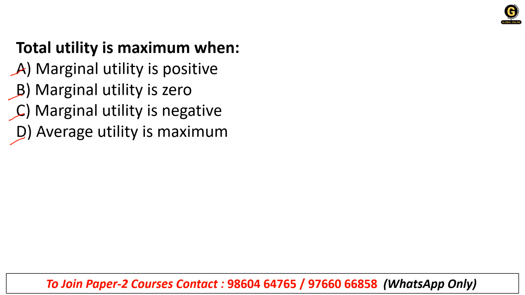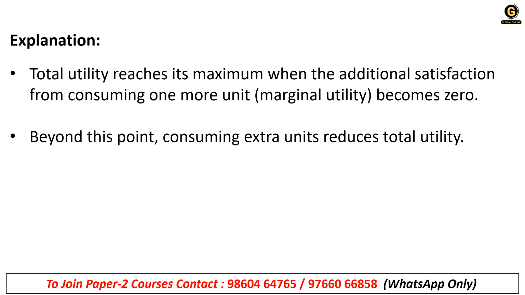So total utility is maximum when marginal utility is 0. So what does it mean? Total utility reaches maximum when the additional satisfaction from consuming one more unit, the marginal utility, becomes 0. For example, you have consumed one apple when you are hungry. Okay, your satisfaction level is increasing. When you add one more, that means the second apple, your satisfaction is at maximum. But when you add one more, the third, your satisfaction is 0 at this point.